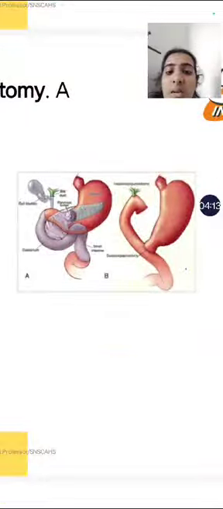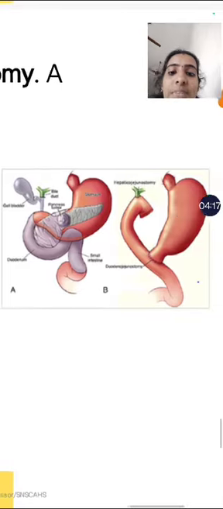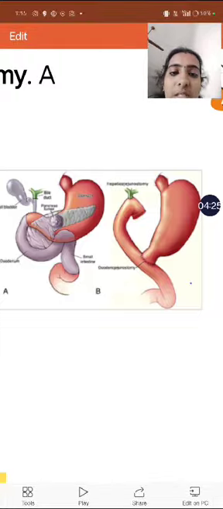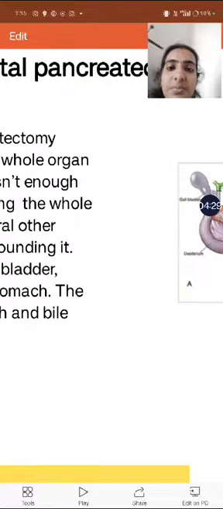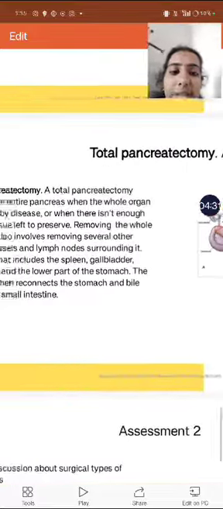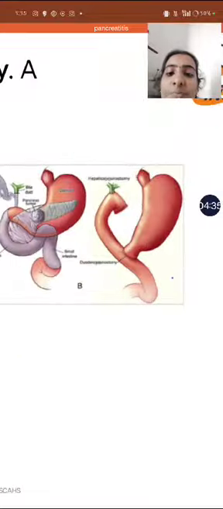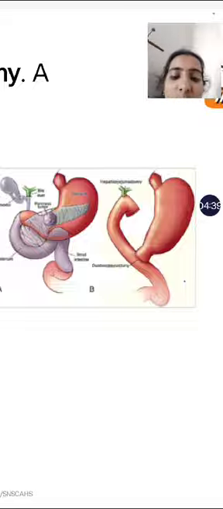So this is before the procedure. This part is affected. After that, the head part and the middle part are also removed, and it is directly connected to the small intestine. So this is the total pancreatectomy. So the total pancreas is removed. The connection is an anastomosis to the duodenum.